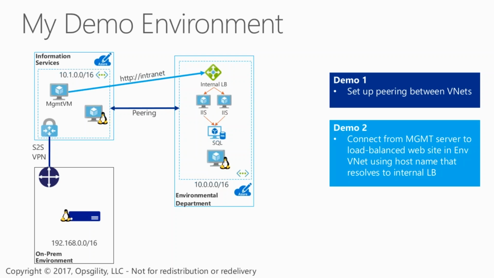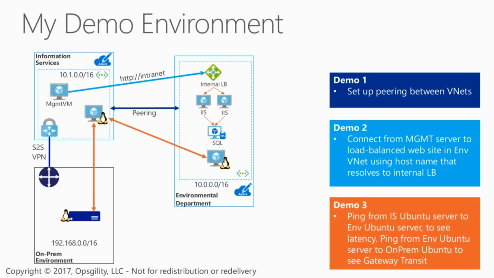You'll see that I'll be logged into the management VM in the IT or IS virtual network. That's right here. From this management VM, I'm going to connect using a name, the name intranet, with my browser, to this website hosted in the environmental department. I'll resolve this name for you so you'll see it's a private address, and clearly this connectivity would not work unless peering was working. So that's our first way to demonstrate that peering is working.